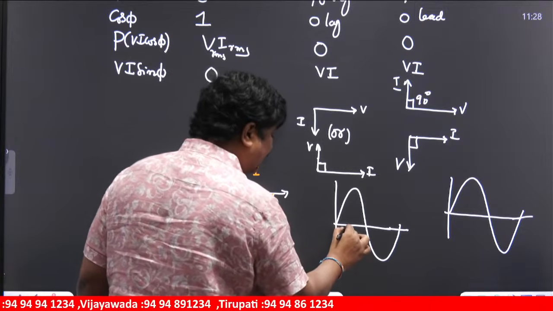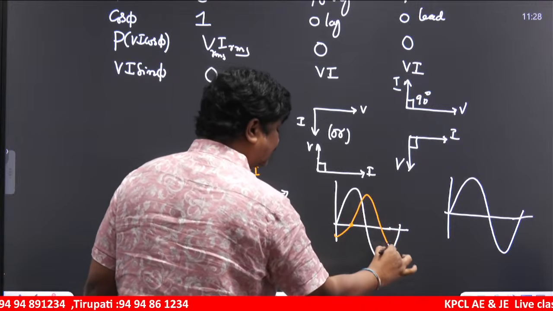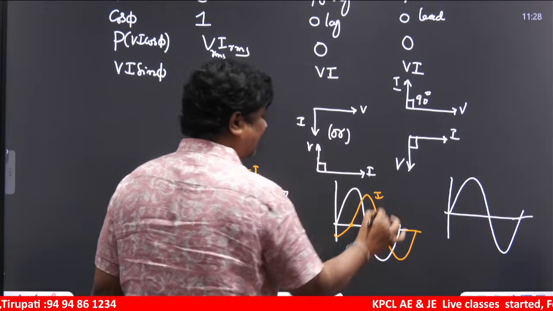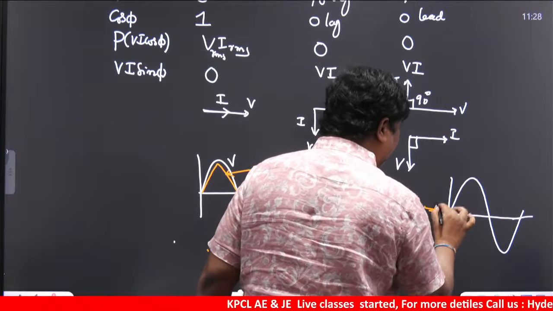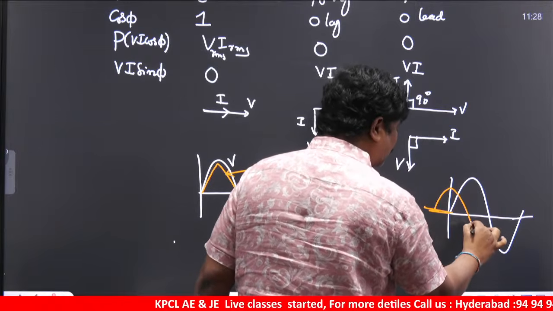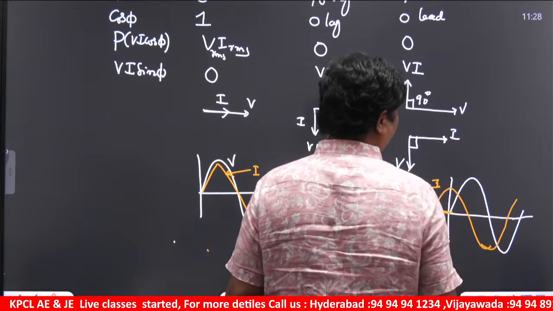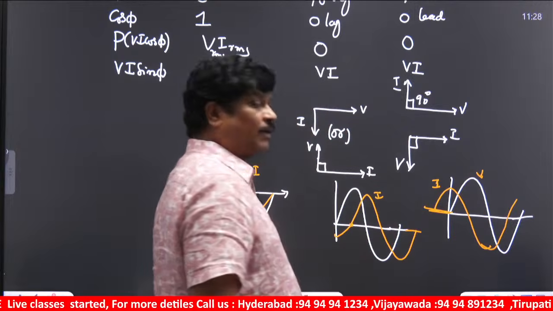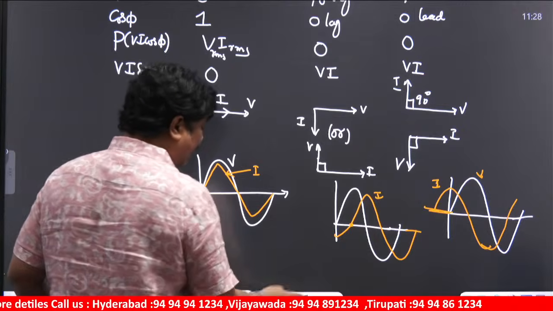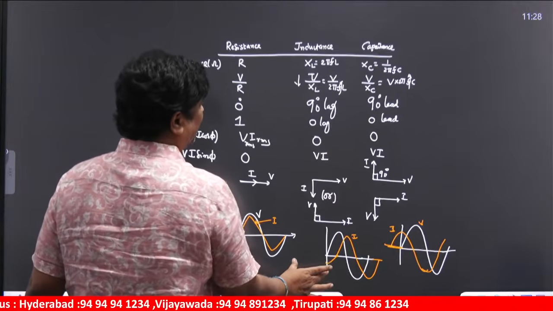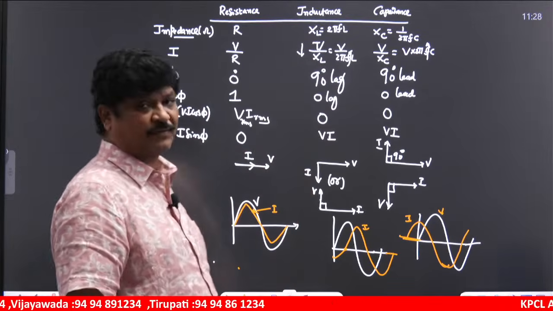Now, where is our current? In the inductor, the current lags by 90 degrees. It is like this, the current I. What about here? The current is leading by 90 degrees. Your current may start here, reach maximum, go to 0, and again maximum, go to 0. This is the current I, and the voltage V. This is at a glance the differences between R, L and C circuits.